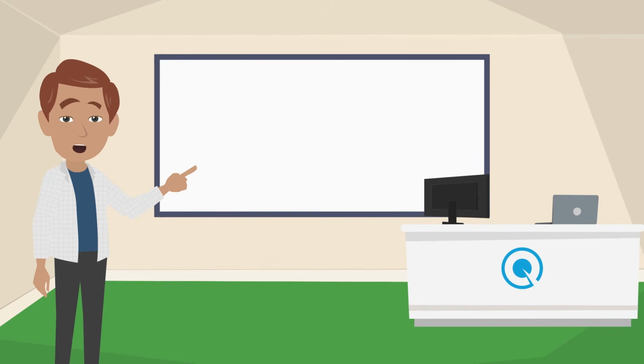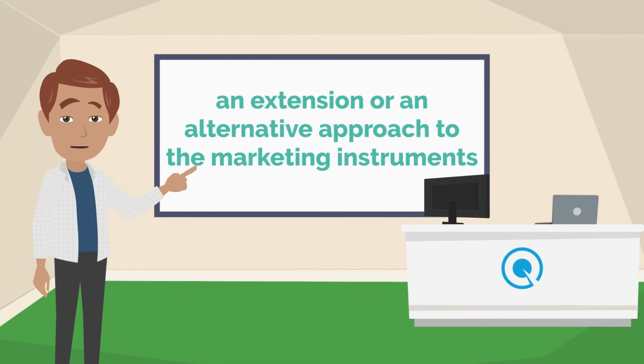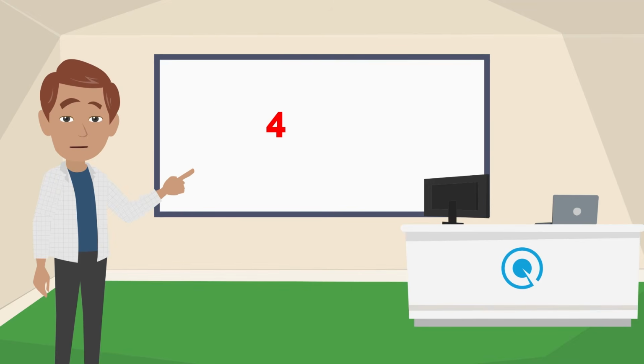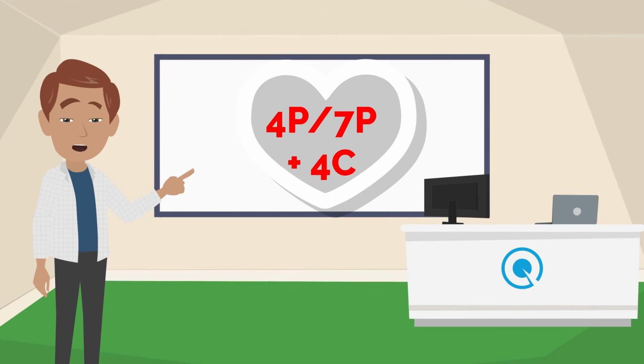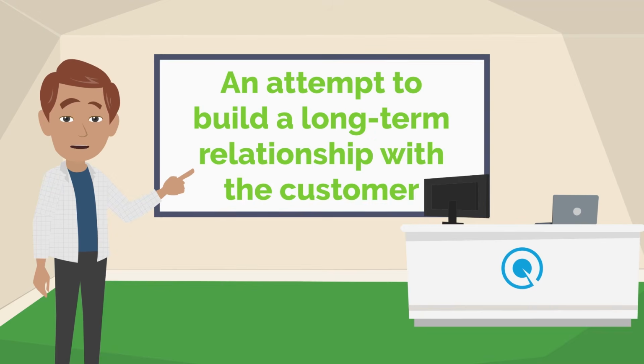However, we need to remember that we should only treat it as an extension or an alternative approach to the marketing instruments we already know. 4C and 4P concepts can work in synergy if we confront them together. Then, all modifications to the product will be based on research and analysis of consumers' needs. Distribution will be adjusted to their habits, and brand communication will not resemble a one-sided advertising monologue, but rather an attempt to build a long-term relationship with the customer.